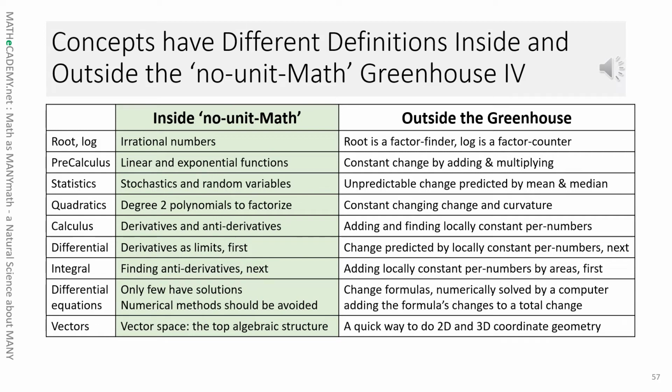Differential equations. Inside, only few have solutions, and numerical methods should be avoided. Outside, it is change formulas, numerically solved by a computer, adding its changes to a total change. Vectors. Inside, a vector space is the top algebraic structure. Outside, it is a quick way to do 2D and 3D coordinate geometry.